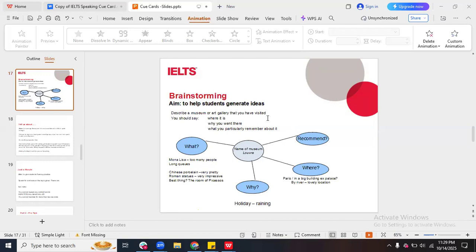The question is the same. Okay, so for the first prompt, what you are going to answer is where it is. Where is that museum or art gallery that you have visited? I request the co-trainers and moderators as well to participate in this.